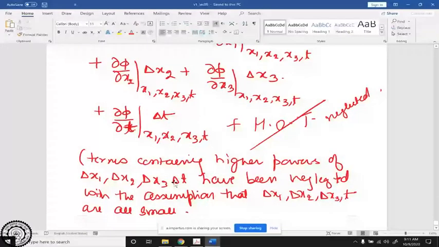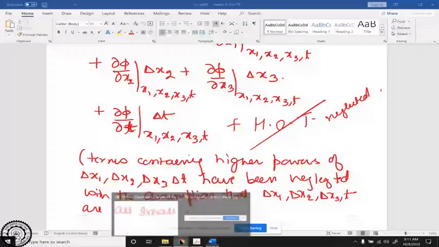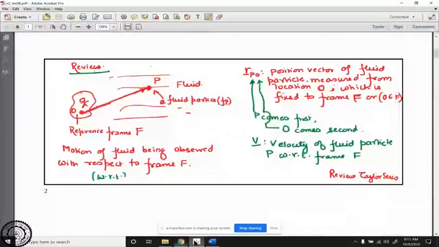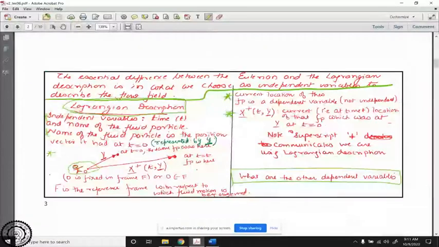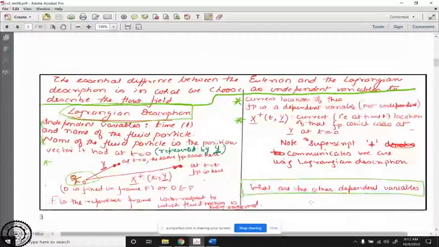All right. With this background in our mind, now I go and start describing what is the Lagrangian description. First, I take up that. As I pointed out in the last lecture, the essential difference between the Eulerian and the Lagrangian description is in what we choose as independent variable to describe the flow field. Flow field means motion of fluid in the domain of your interest.